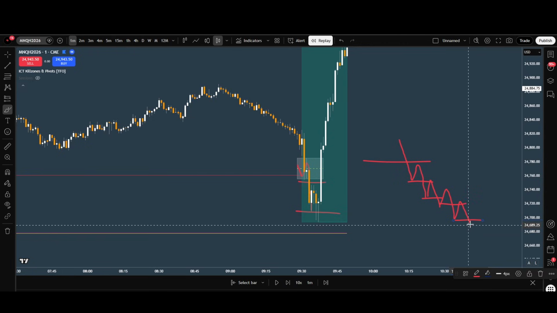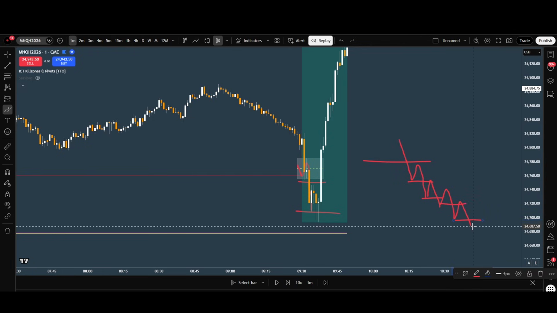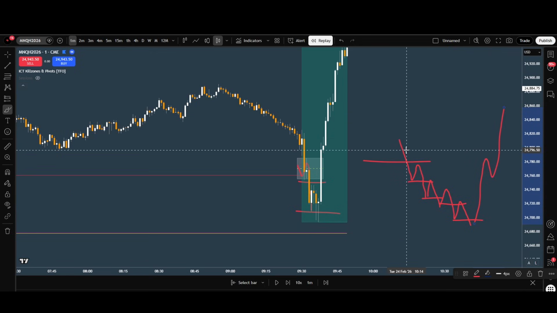Why is price now not reversing? So I will give it perhaps 3 attempts, and if it doesn't show me that manipulation move to the upside, I will completely disregard that setup.